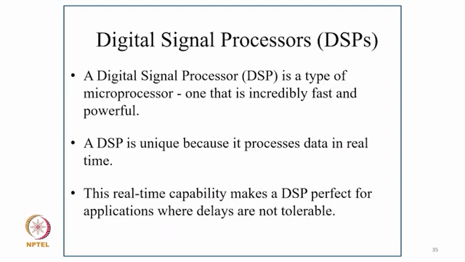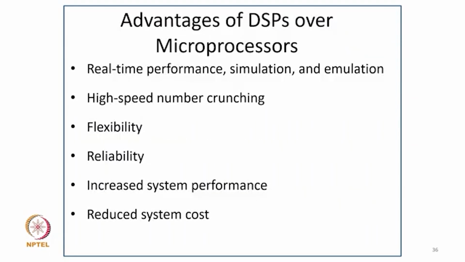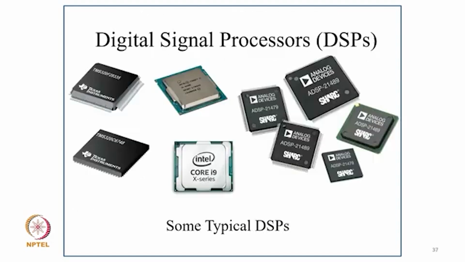Now a digital signal processor is typically a microprocessor that is incredibly fast and powerful. A digital signal processor is unique because it processes data in real time, and this real time capability makes the DSP perfect for applications where delays are not tolerable. Coming to the advantages of DSP over the microprocessor: real time performance, simulation and emulation, high-speed number crunching, flexibility, reliability, in-system performance, and reduced system cost. That's the reason nowadays we use a large number of DSPs.